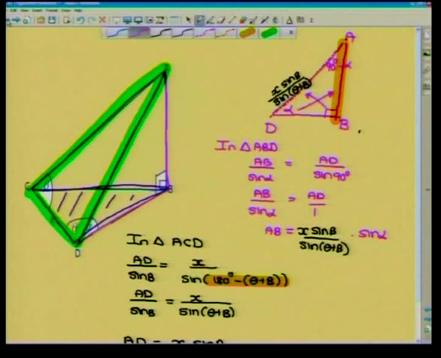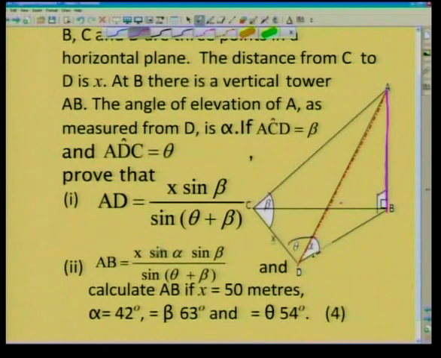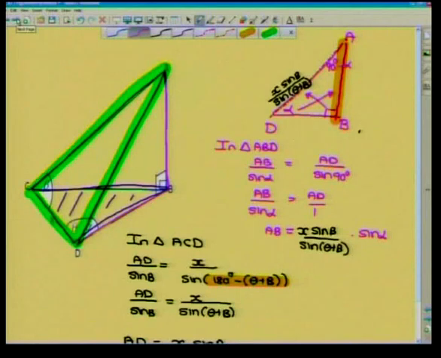Let's see if that's true. Okay, x sine alpha sine beta over sine theta plus beta. Let's go and check it. Yes, all that they've done is written it in a slightly more organized fashion, so let's do likewise. And we can now see that we have what we need. Right, let's look at the rest of the question now and see what else we need to do in it.